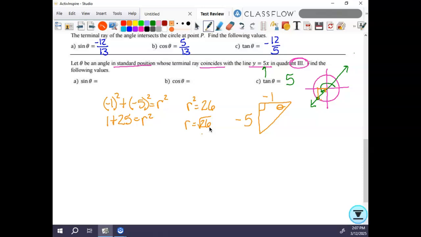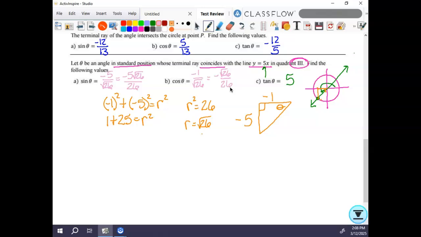So then we find our sine. Sine is the y value, which is negative 5, over the radius, which is the square root of 26. And then when we rationalize, we get negative 5 times the square root of 26 over 26. Cosine is your x value, negative 1, over the square root of 26, which gives you negative square root of 26 over 26. Okay. What questions we got? All right.